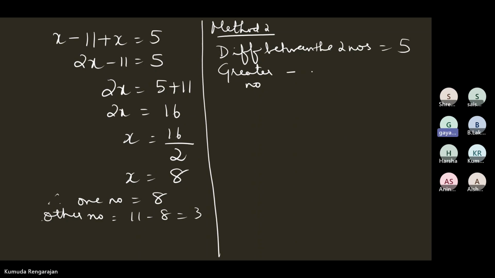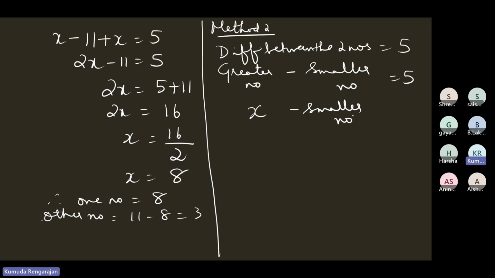Greater number minus smaller number is equal to 5, ma'am. So I'm taking the greater number as X. X minus smaller number is equal to 5. Now you transpose this one. This is minus, no? So take it to the other side. So what do you get? The smaller number is equal to 5 plus X, ma'am.